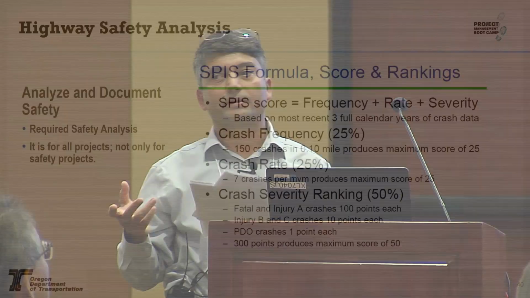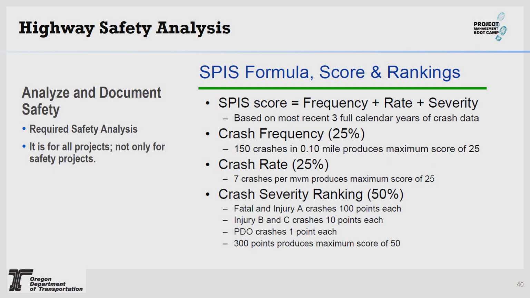The second part of traffic analysis is safety analysis. In ODOT, we use the Safety Priority Index System, SPIS, to identify and rank high crash locations. What exactly is the SPIS score?